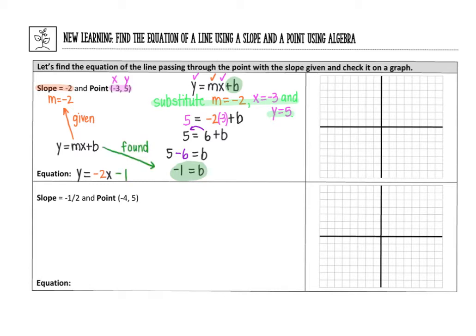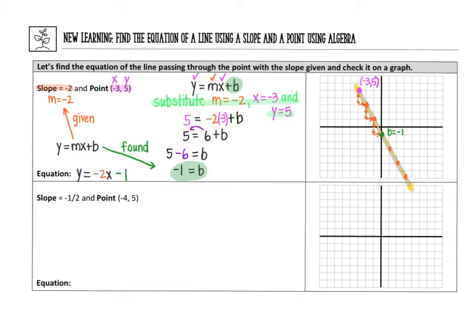We can verify this on the graph by beginning at the point -3, 5, and then repeatedly counting the slope from that point, down 2 over 1, and repeatedly counting this slope down 2 over 1 until we locate where the line will cross on the y-axis. This will be our y-intercept or our b value. And as we can see in this case, the line crosses the y-axis at -1, which verifies the accuracy of our findings from our algebra where we determined that b was equal to -1.